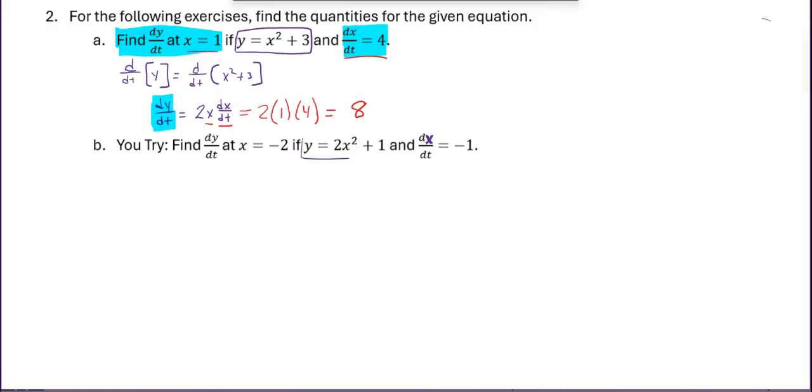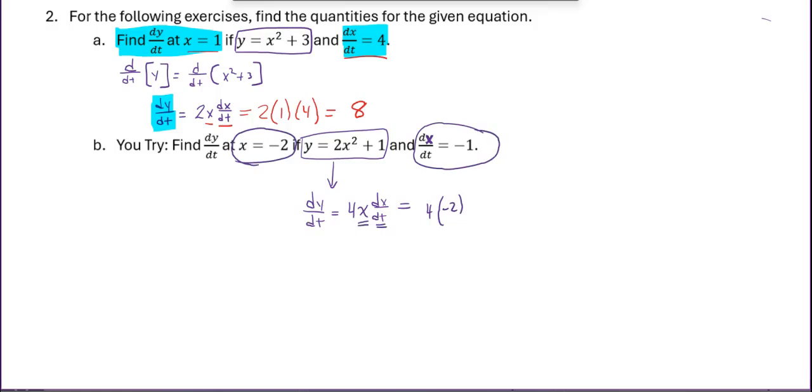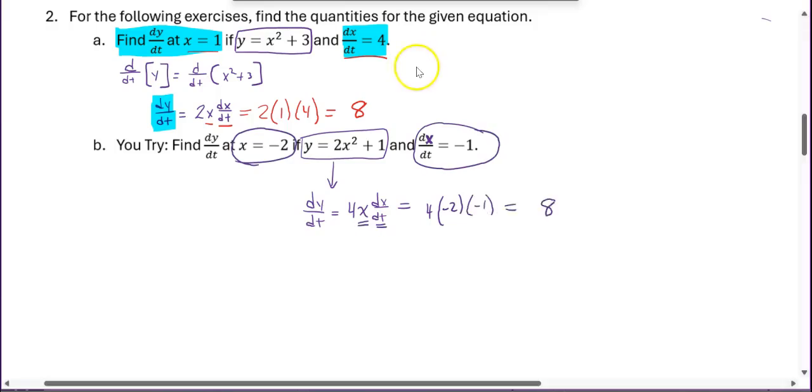Okay, if you tried that and you found the derivative of this, you should have learned that dy/dt is equal to 4x dx/dt. Plugging in the values given, x is given as -2, and then dx/dt, I had to change that, right, is -1, so you should have had 8. All right, hopefully you got that. Let's go ahead and take a look further.